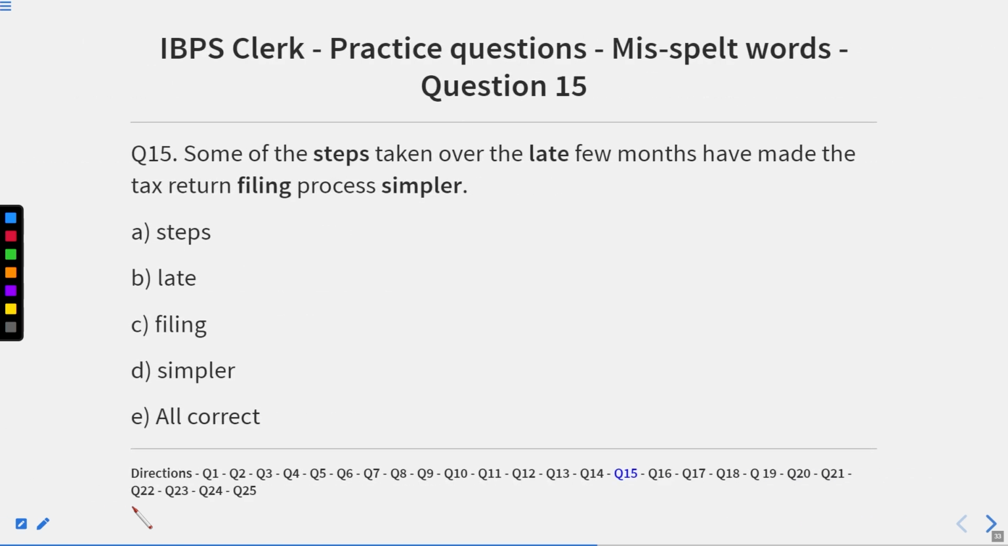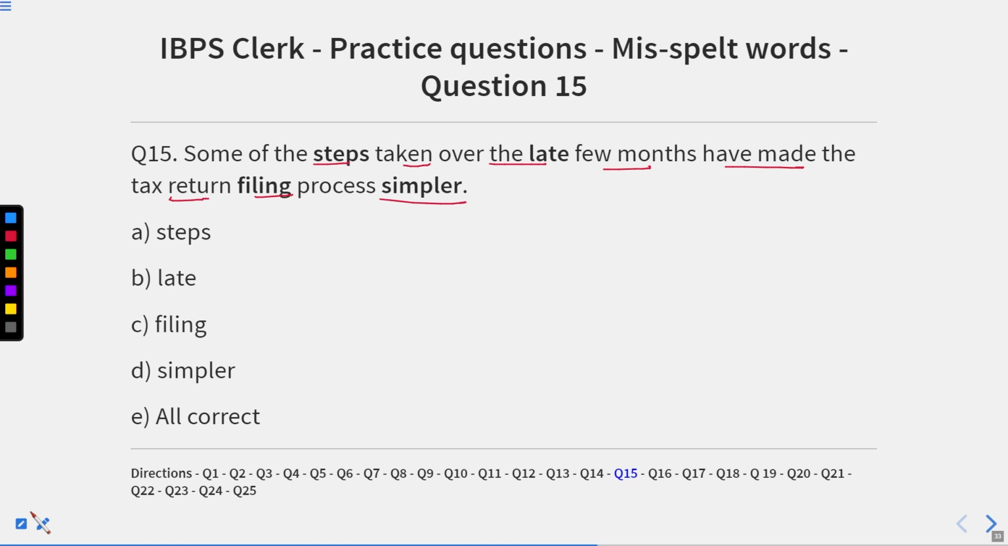There is question number 15. Some of the steps taken over the late few months have made the tax return filing process simpler. Now, some of the steps taken over. Taken over means when some steps have been taken. Over the late few months. Now, what does this late refer to? Though the spelling of this word late is absolutely correct over here. And another spellings, that is filing, simpler, steps, all these spellings are correct. But late few months, this does not make any sense.